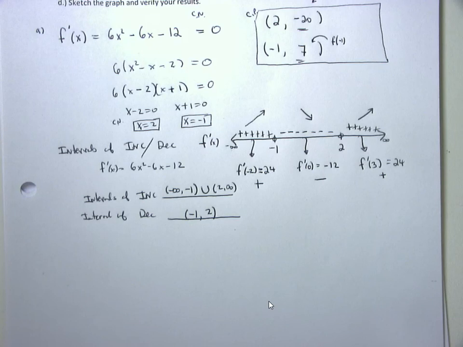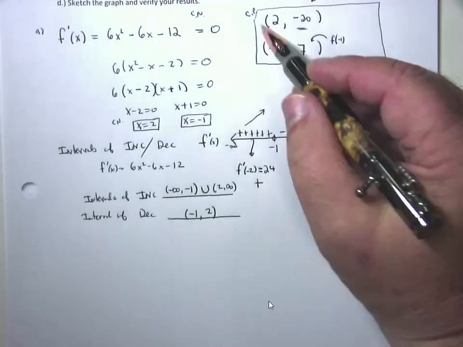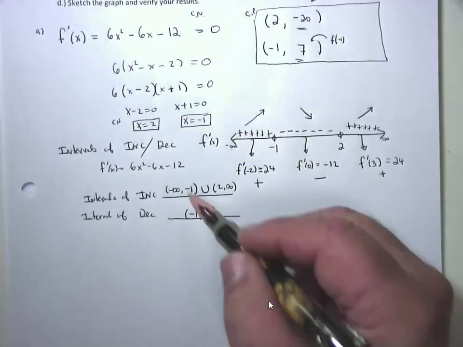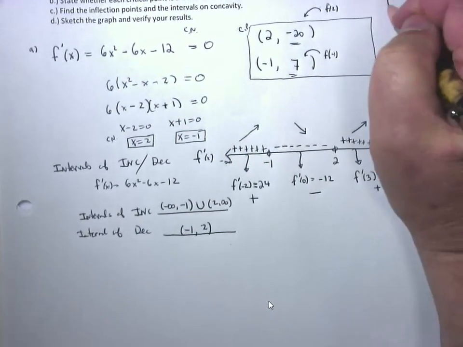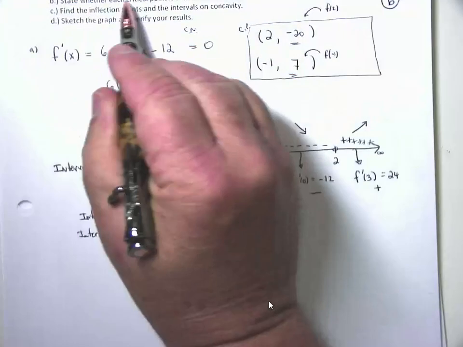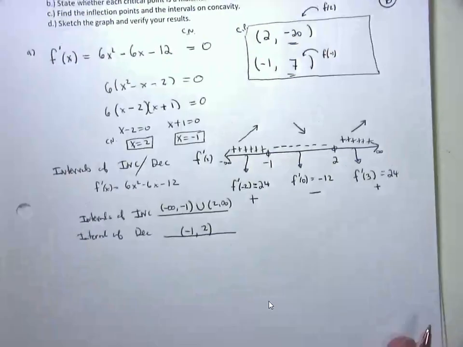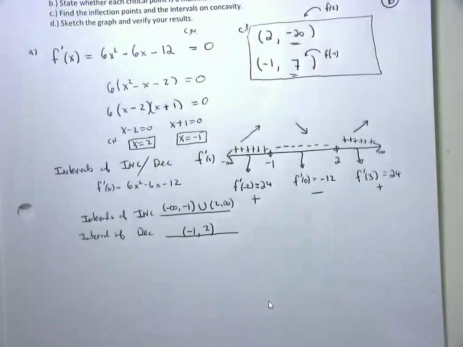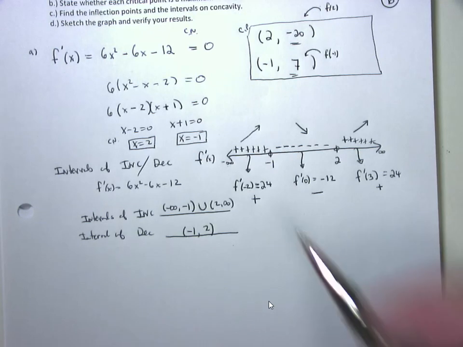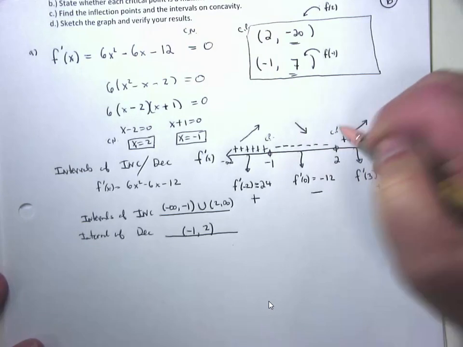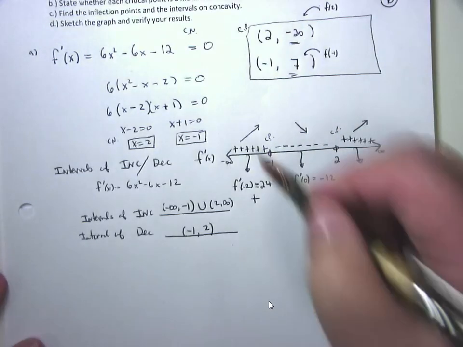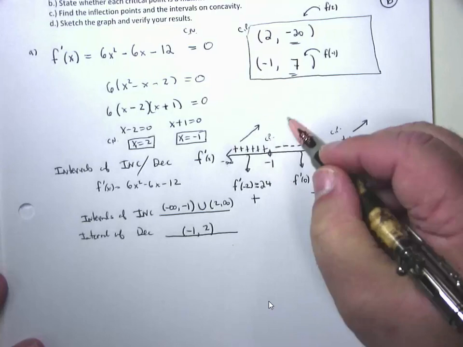There is part A. Part A was to come up with the critical points and state the intervals of increase and decrease. Part B was to state whether the critical points are maximums or minimums. You actually use what we call the first derivative test, the intervals of increase and decrease. Look at your critical points. My critical points were at negative 1 and at 2. Look around it. I am increasing, I hit my critical point, and I decrease.